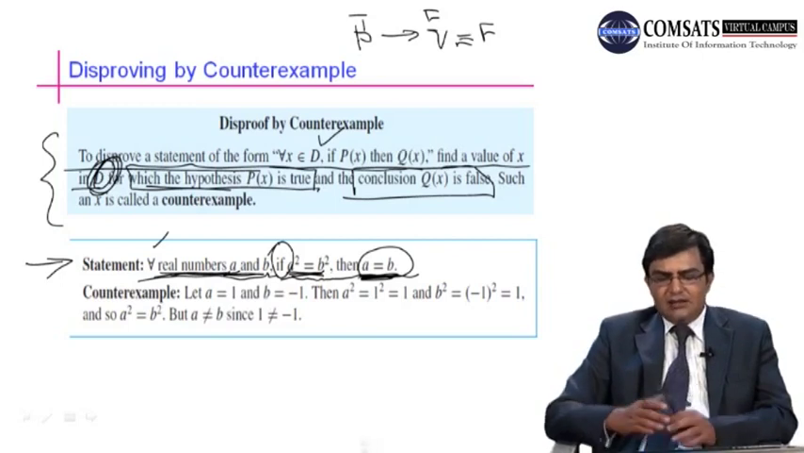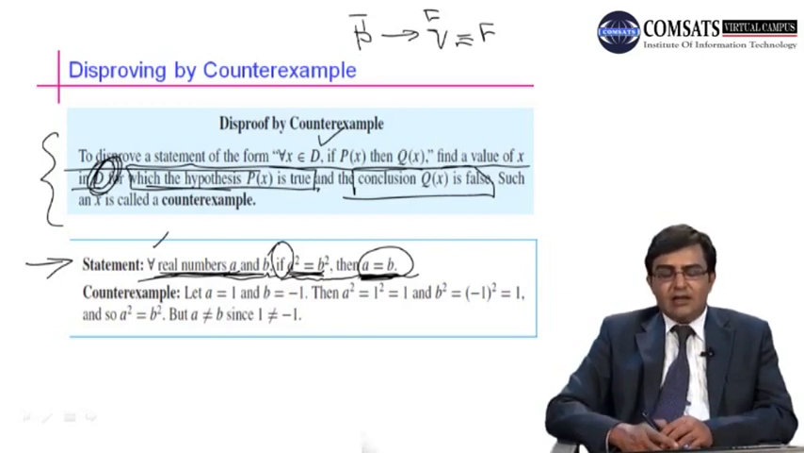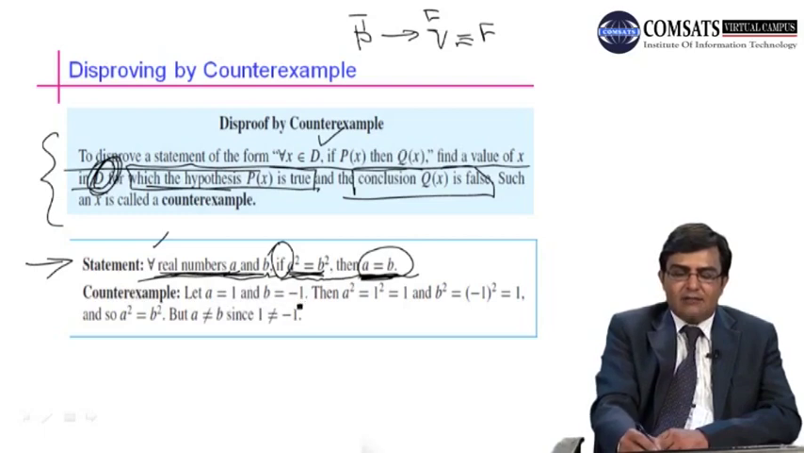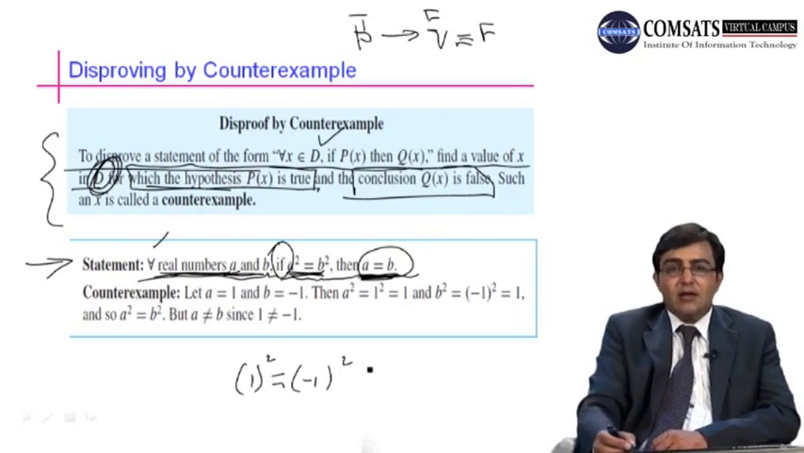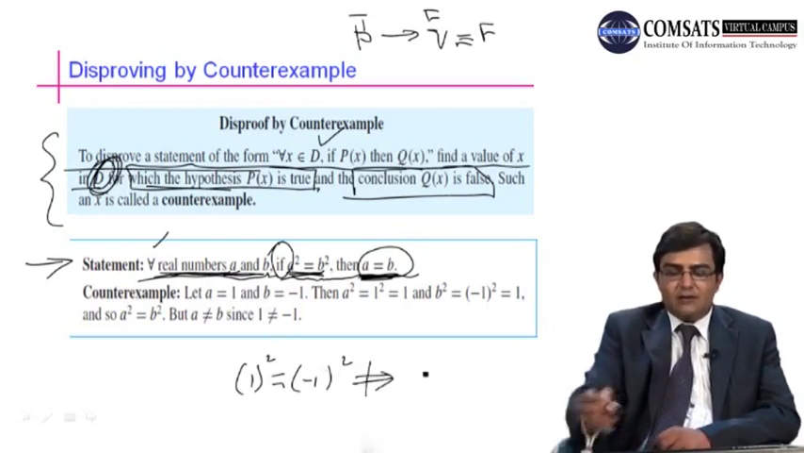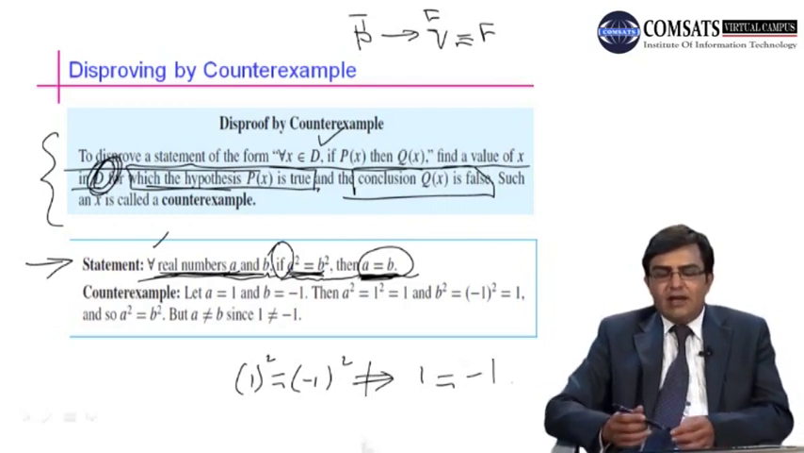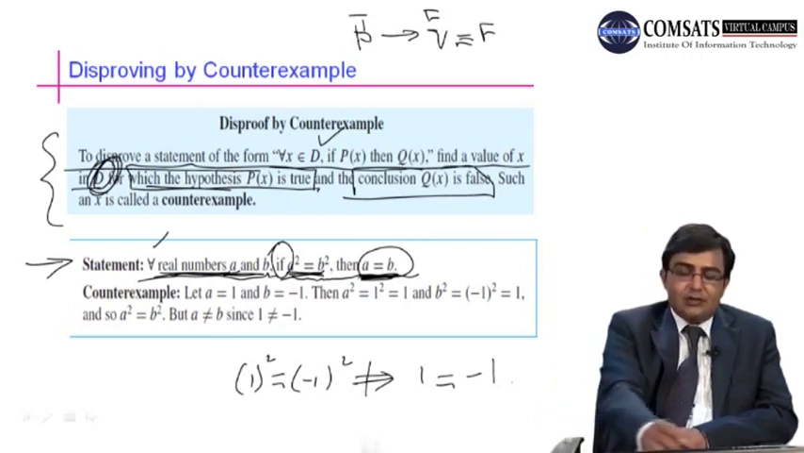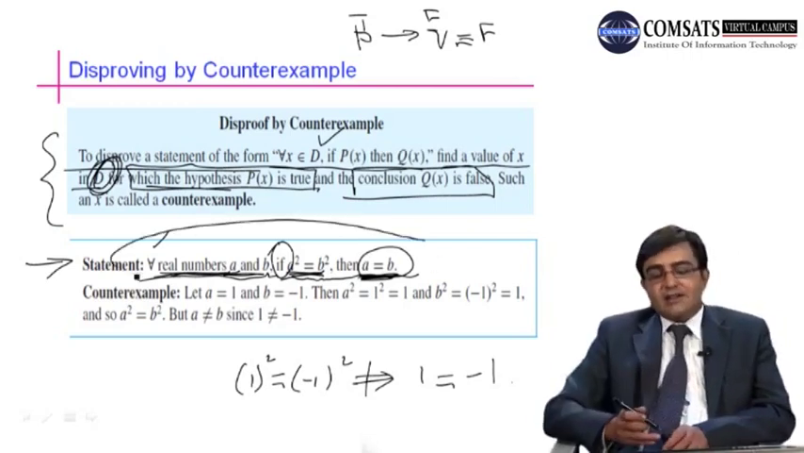This is what we have to demonstrate in such type of disproving by counterexample. So this is a very simple example. We can take the value of a equal to 1, b equal to minus 1. We can see that 1 square and minus 1 square are both 1, but this doesn't imply that 1 is equal to minus 1. So this is a very simple counterexample which disproves this universal conditional statement.